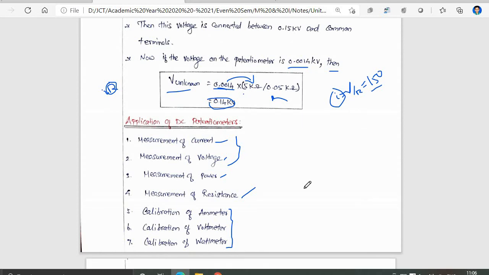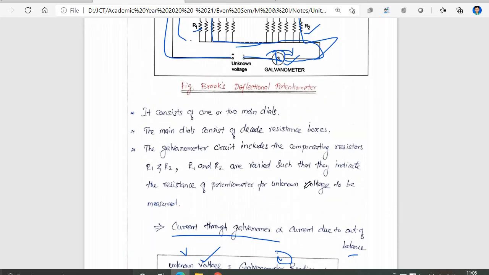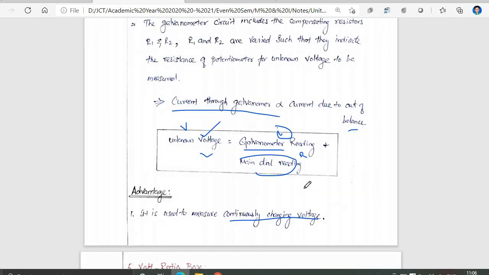If there is any doubt from the potentiometer topic: the potentiometer topic has 5 different types, Vernier type, Crompton's, dual range, volt ratio box, and the previous one, the Brooks deflection method. So 5 different types of DC potentiometers are there to measure unknown voltage as well as current and resistance.